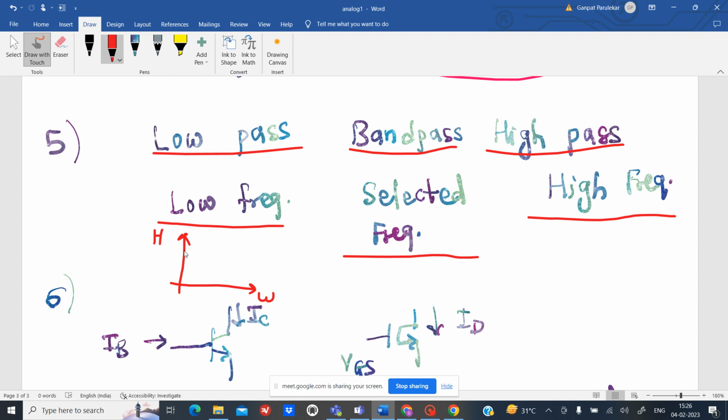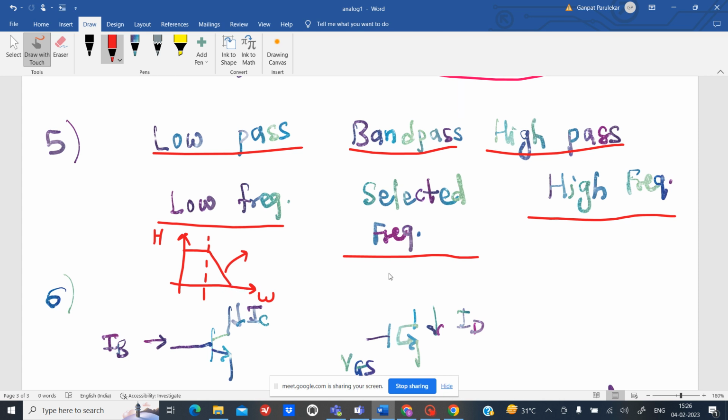The transfer function with respect to frequency of the low pass filter will look like this. That is, at lower frequency, it will pass the input to the output, but as you go to higher frequency, it will block the higher frequency component. That is, the gain of the low pass filter at higher frequency will be less, and for very high frequency, it will be 0.